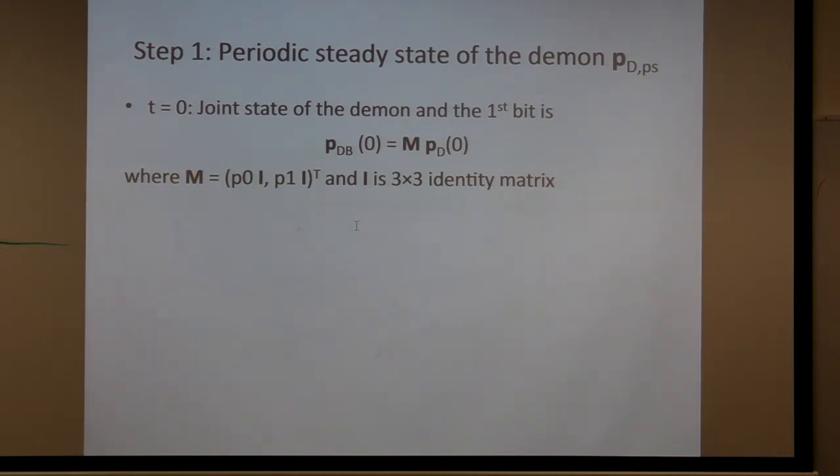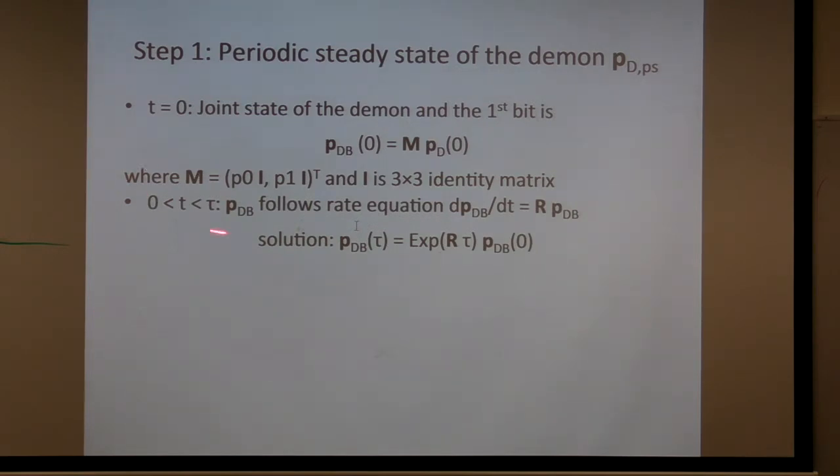So at t equal to 0, there was some initial state of the demon. We don't care about it actually. The first bit comes in and they start interacting. So what's the joint state, which we denote by PDB? D for demon, B for bit. That is given by the state of the demon times the product matrix, where the matrix carries the information about the stochastic state of the incoming bits. That's how we get a 6x1 state vector for the joint state of the demon and the bit.